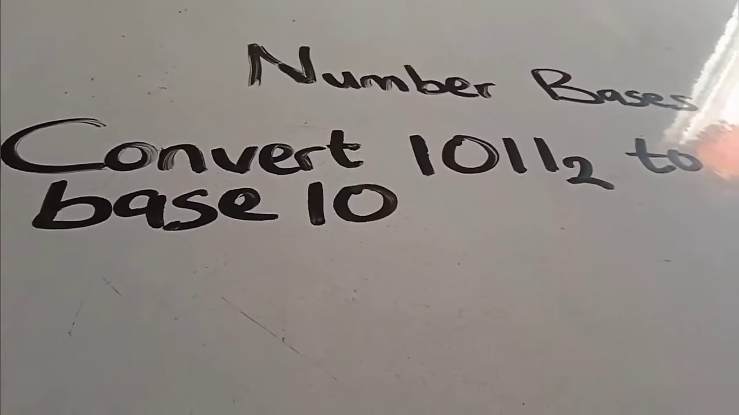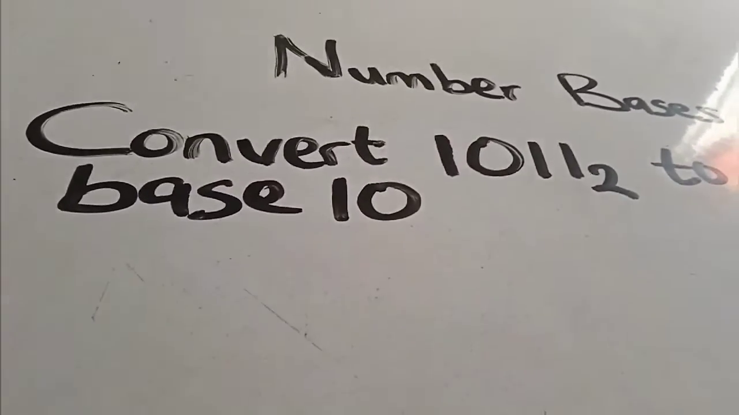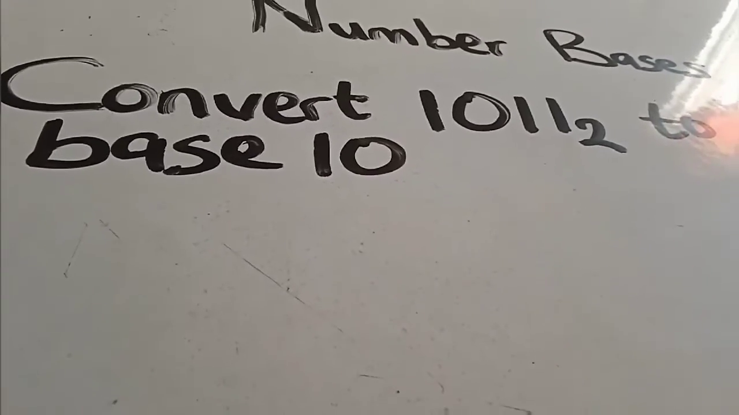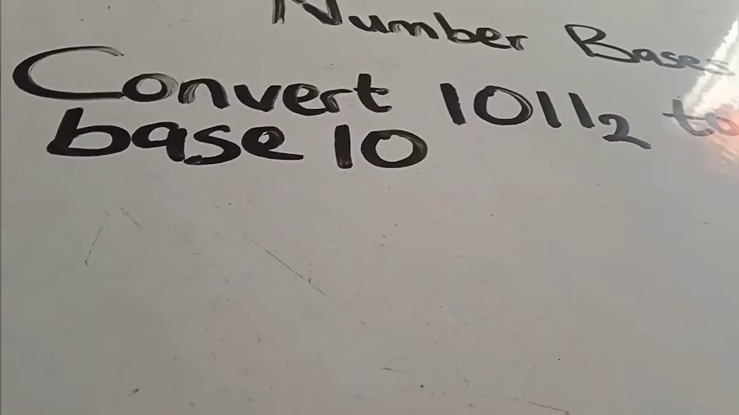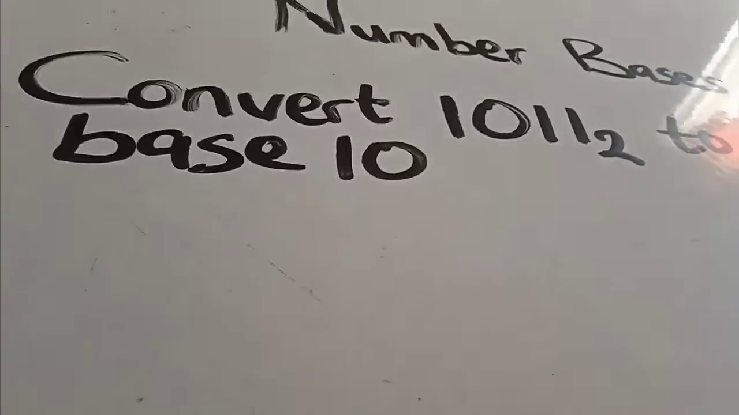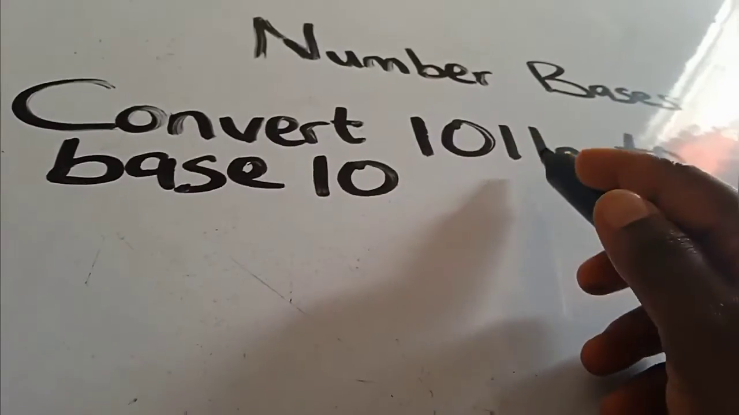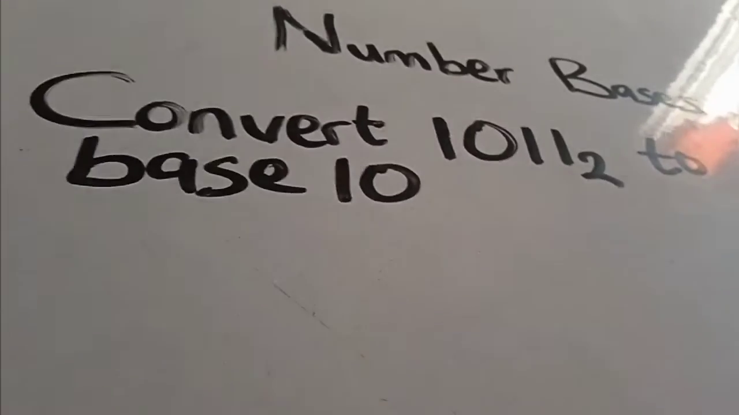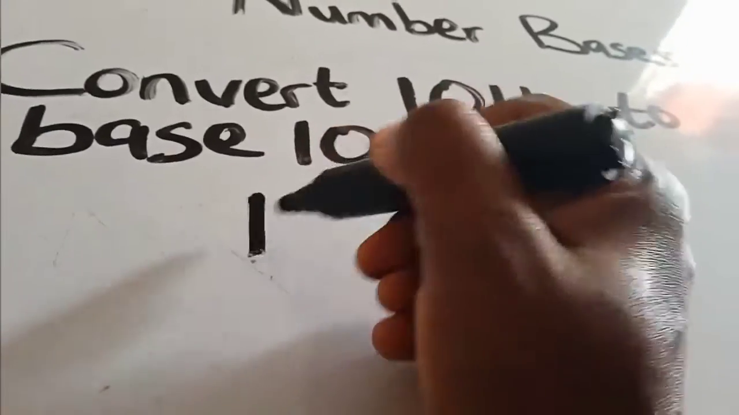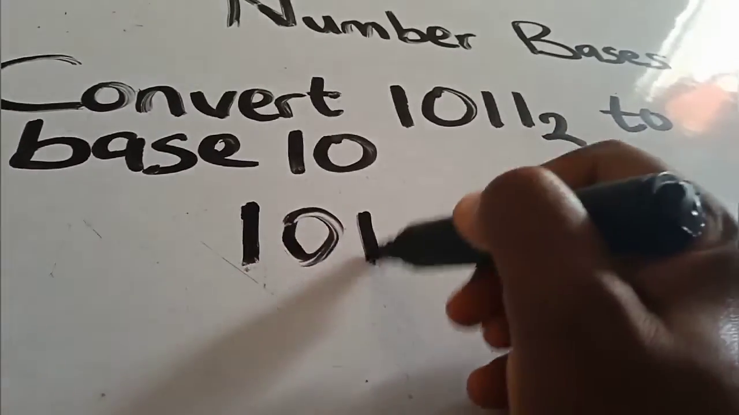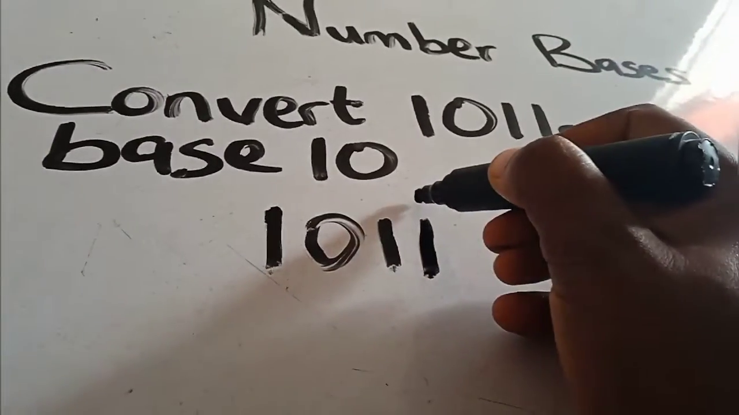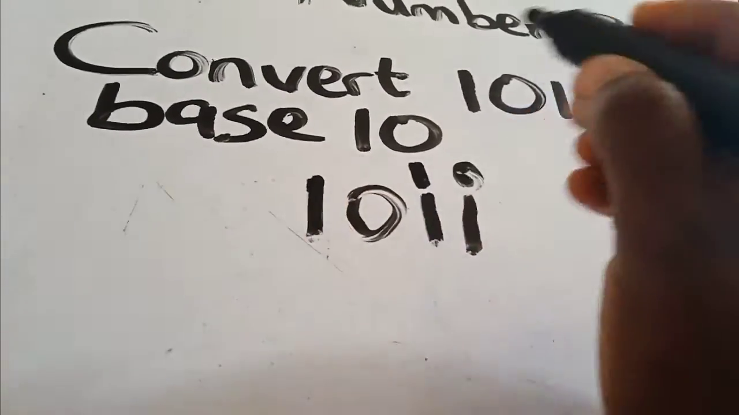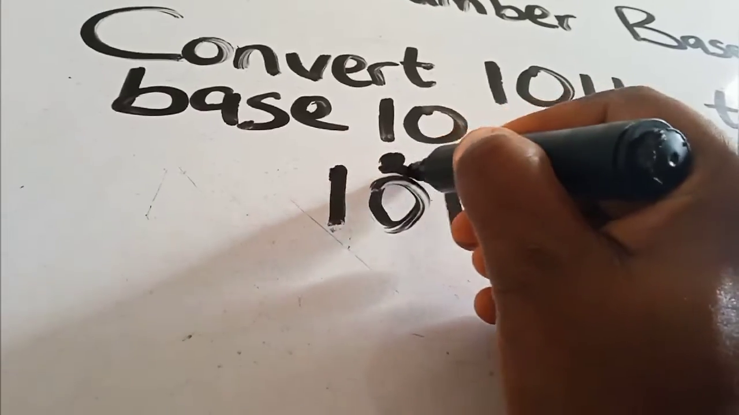So the first question is, convert 1011 base 2 to base 10. We are to convert this number in base 2 to base 10. And when we're converting any number in another base to base 10, we use the expansion method. Let's look at it. First of all, we ascribe powers to these digits according to their place value. Let me write it out. 1011 base 2. This digit, the place value is 0. That's the unit. The next is 1. This is raised to power 2.